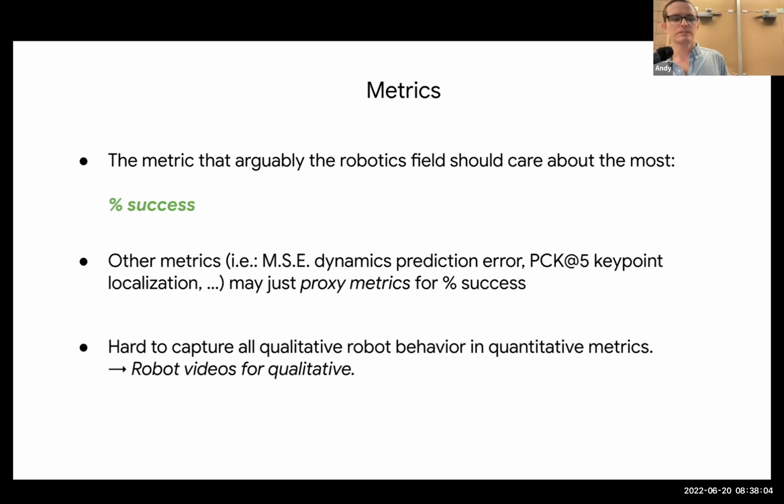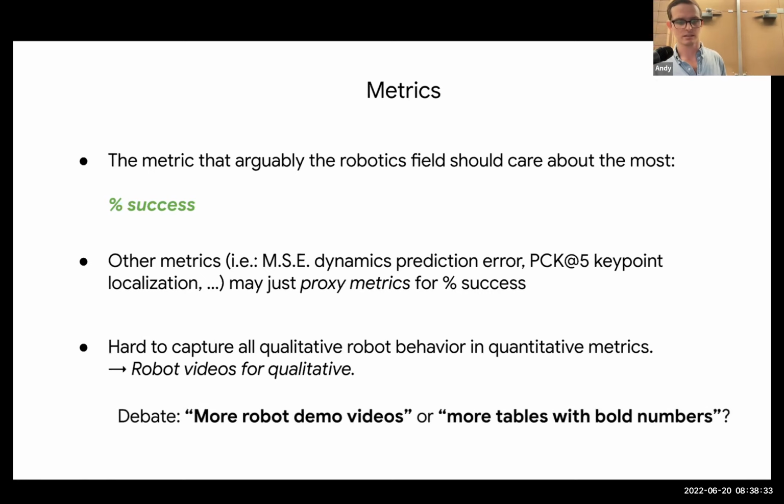That said, though, I think it is really hard to capture all qualitative robot behavior in quantitative metrics. And I think there's basically just no way around it. I think that having videos, I already talked about videos once, having videos of robots actually doing things just communicates so much qualitative nature of how the robot is functioning that's really hard to capture with quantitative metrics. So the combination of percent success, maybe other metrics if you need them, and videos, I think is the best mix.